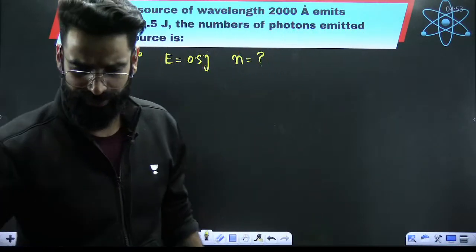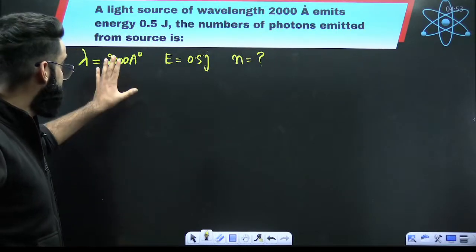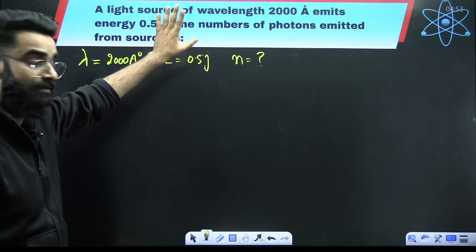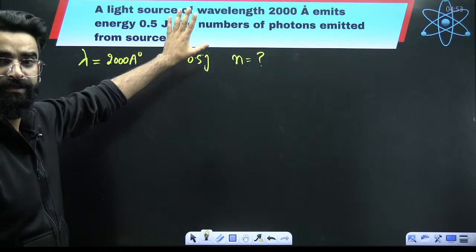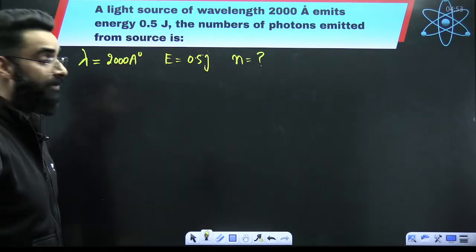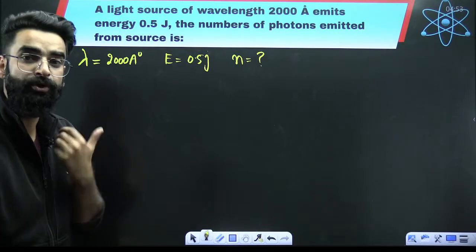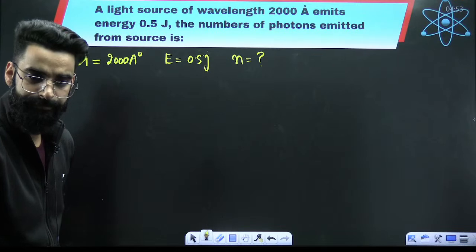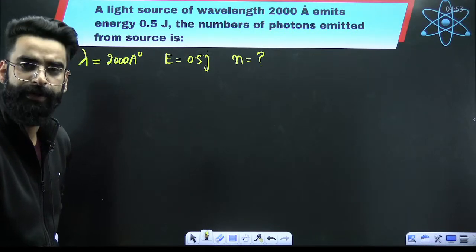It's again a very simple question, correct? As per the question, you have got a light source which is emitting radiation whose wavelength is given, right? Perfect. Energy is equal to 0.5 joules. We have to see how many photons are emitted from the source exactly. So how do you do it?